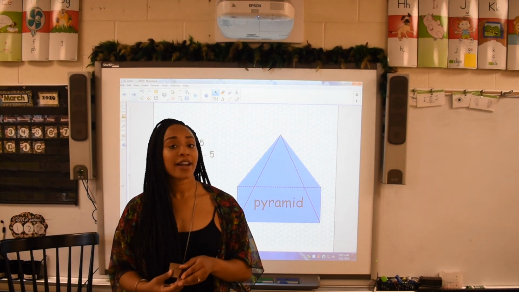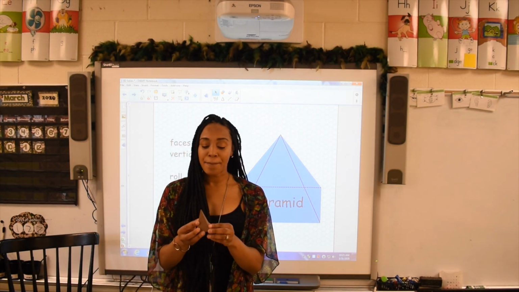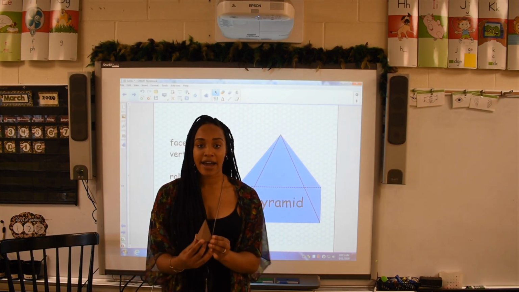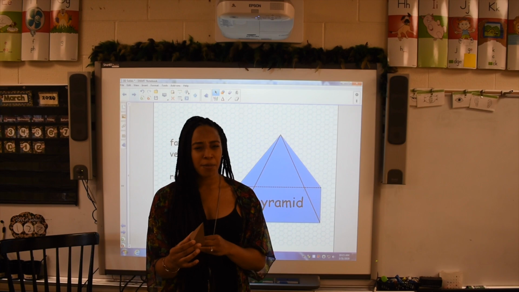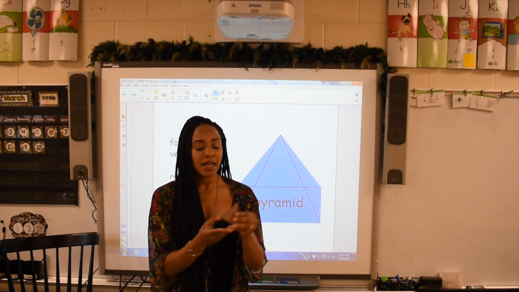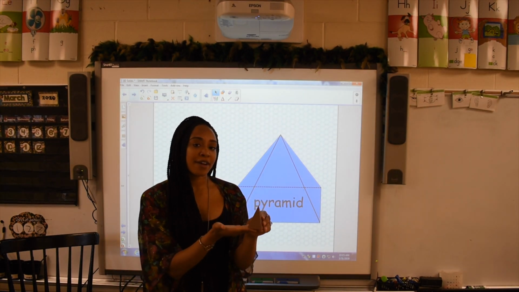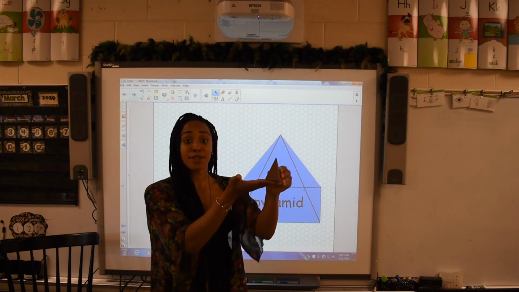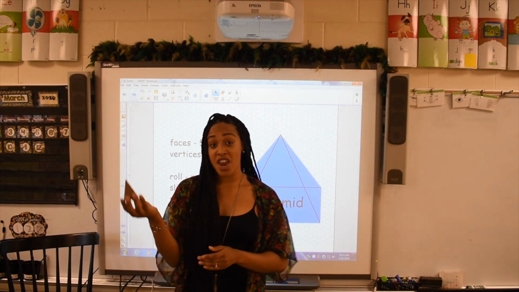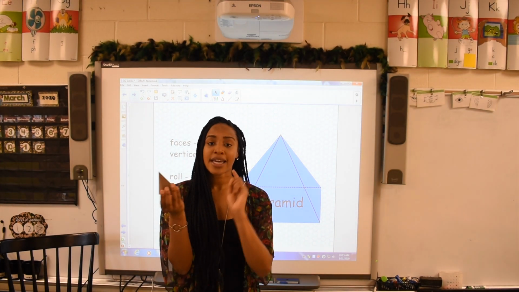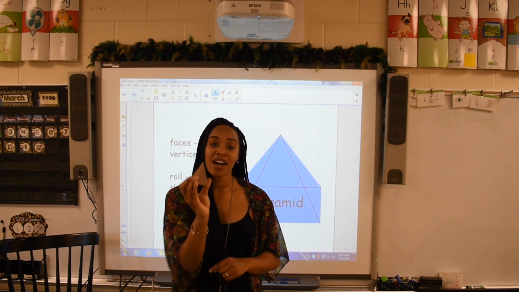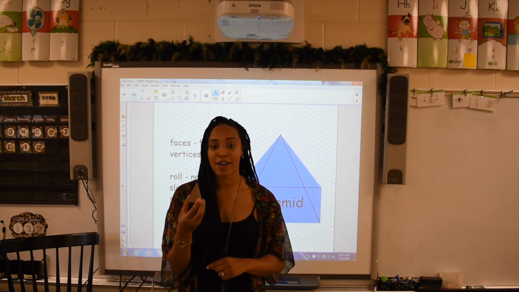Now, we've been talking about a lot of defining attributes, but let's talk about a non-defining attribute. Remember, a non-defining attribute is a clue that does not help your brain know what shape it is. A good non-defining attribute for this pyramid would be that it is brown. Another non-defining attribute could be it is hard. Can you give your family members a non-defining attribute about this pyramid?